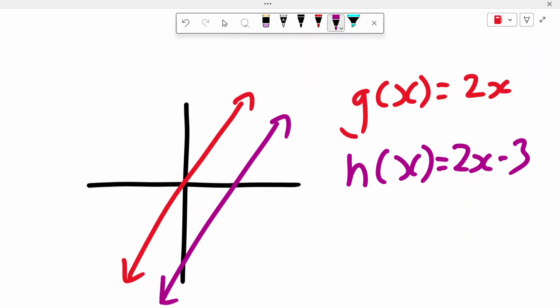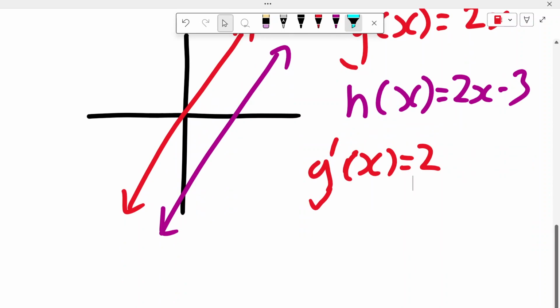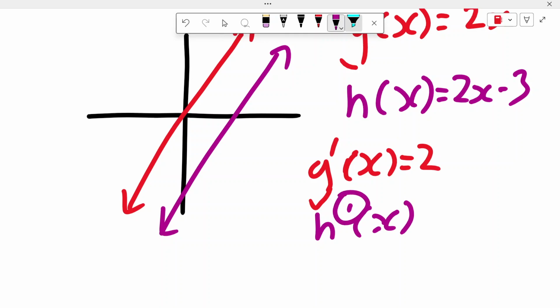Now, if you differentiate both of them, so you just find the gradient, right? What is the gradient of these guys? That's equal to 2. And the other one, the other gradient, oh, apologies. And by the way, that little tick here just means gradient or differentiated version is equal to 2.